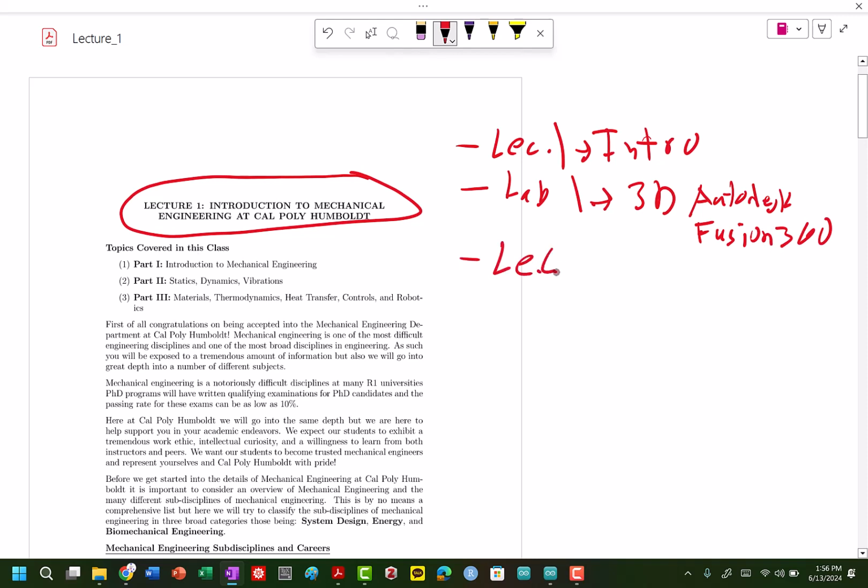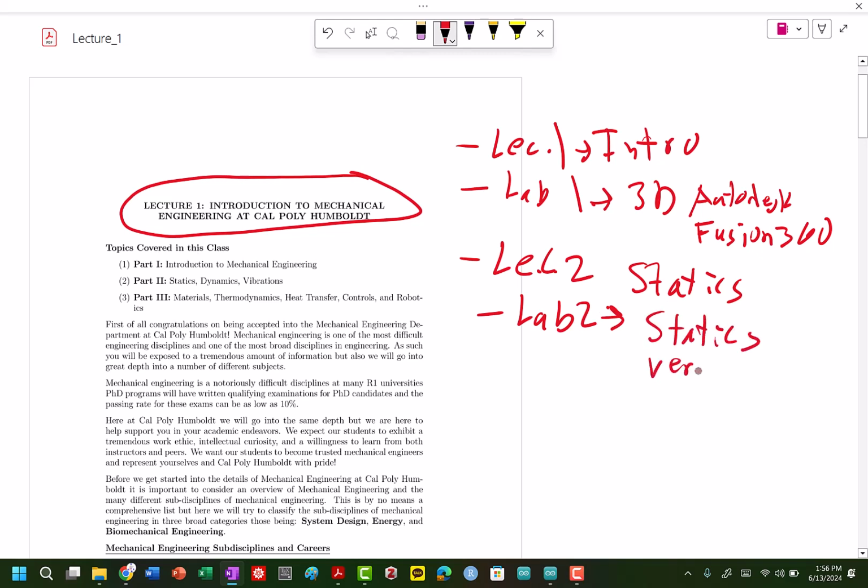Lecture 2 is going to be all about the concept of statics. Statics is one of the most fundamental courses in mechanical engineering. It's dealing with forces and structures and things that are under loads, and how we treat those loads to maintain equilibrium. That lab will be, as you may have guessed, a statics lab with loads and vernier force plates, and lots of other equipment.